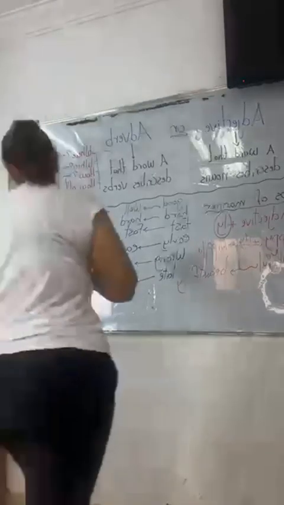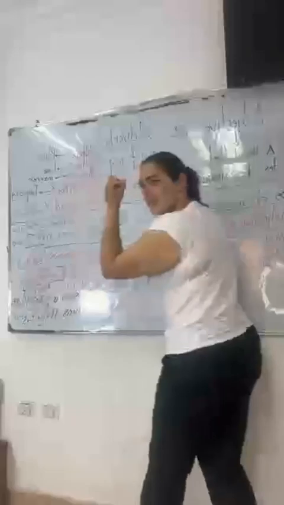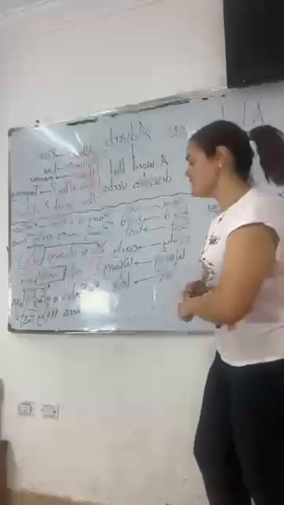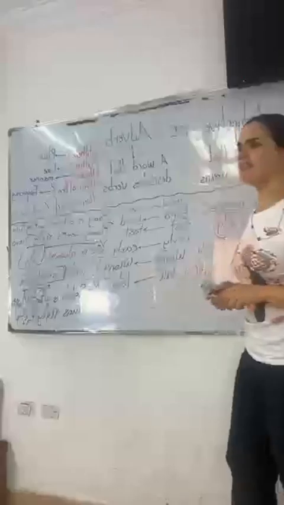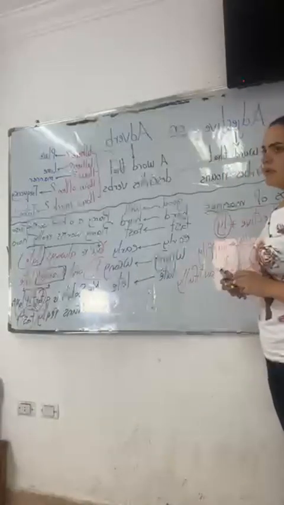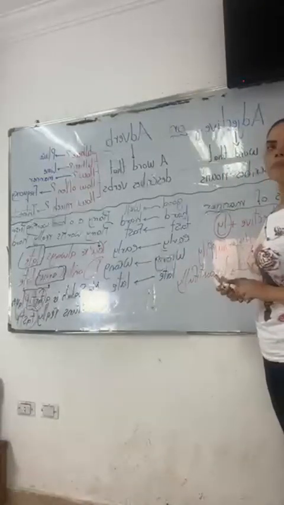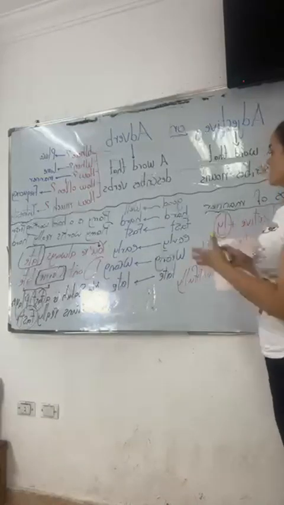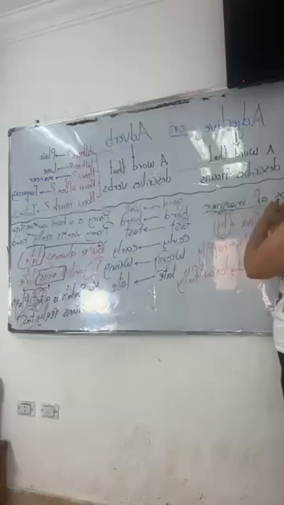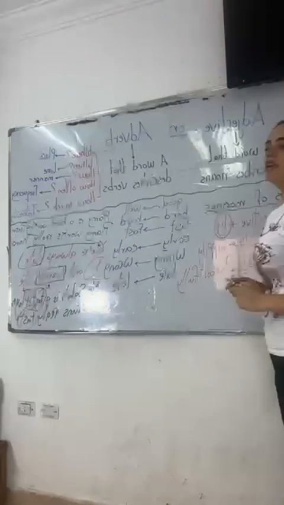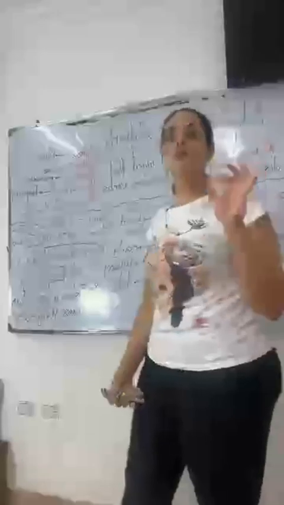You got the point? So the first one here, the word fast is an adjective. And the second one here, the word fast, ya Anas, is an adverb. Okay. Deal? This is called what? Adverbs of manner. This is called adverbs of manner.